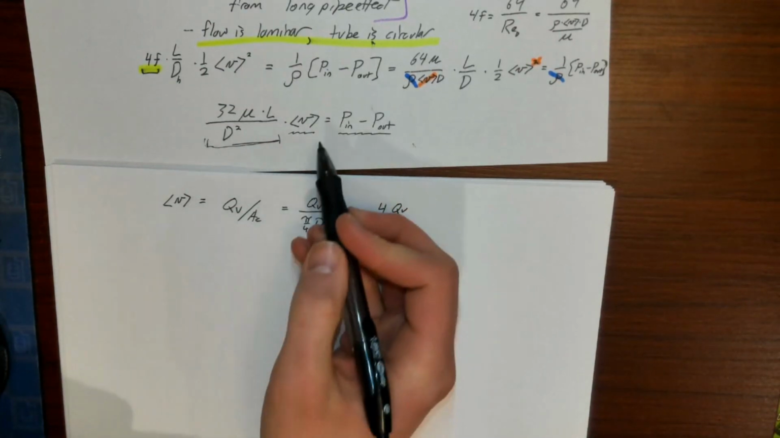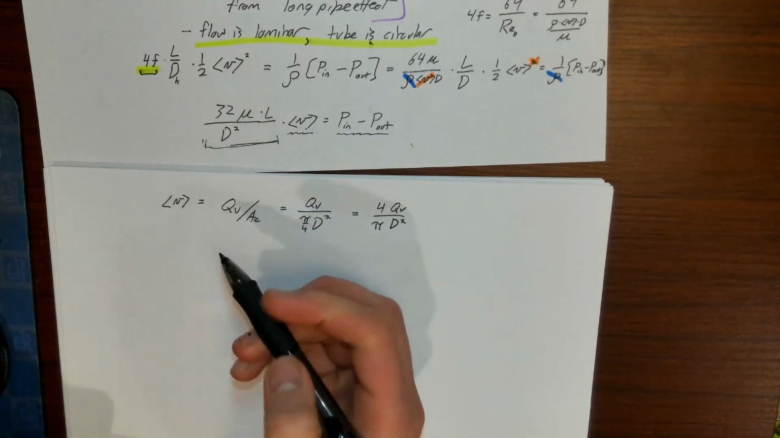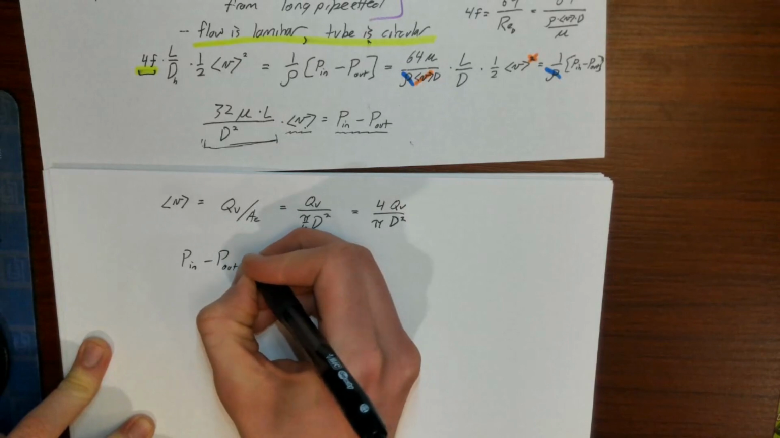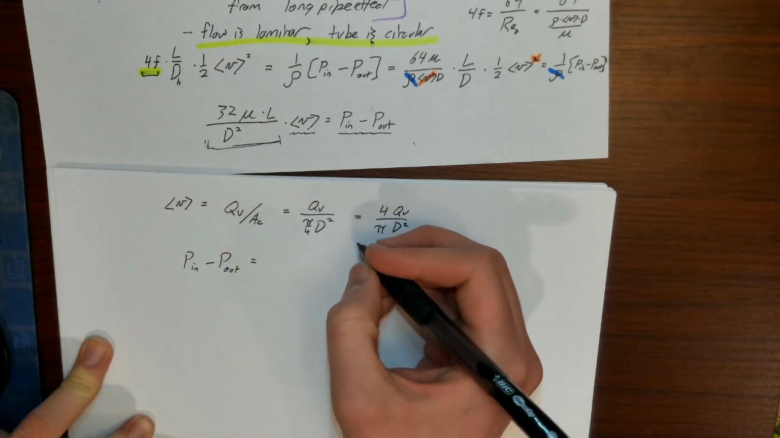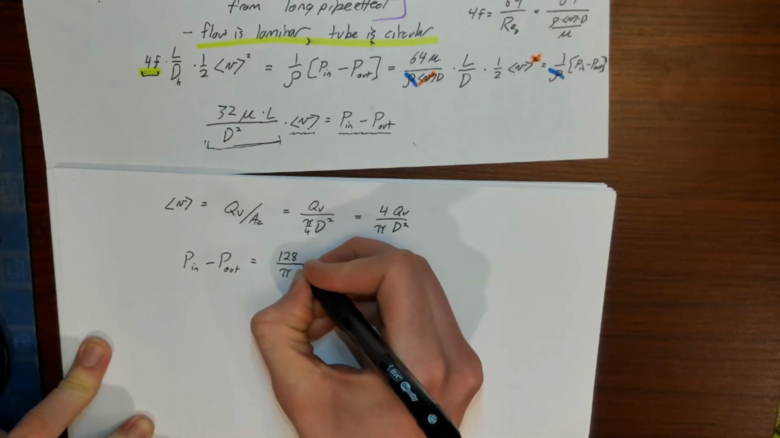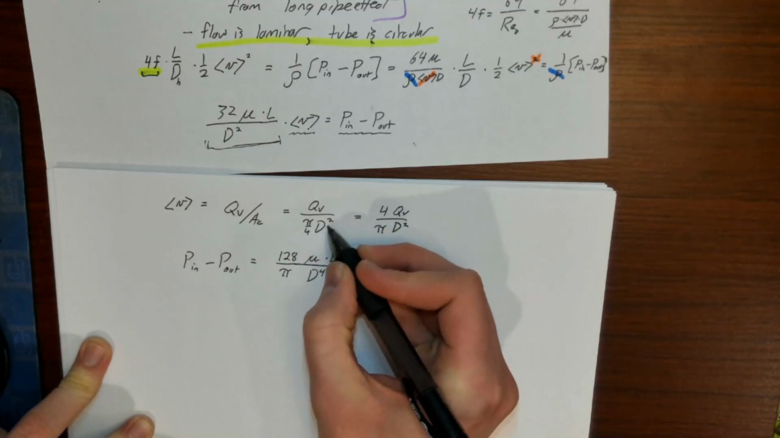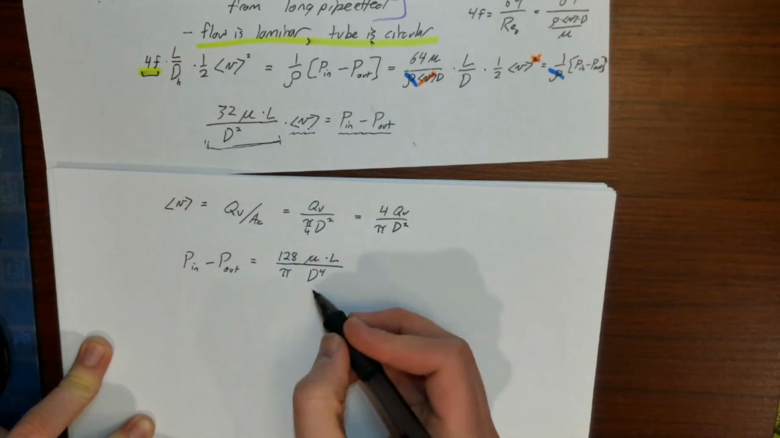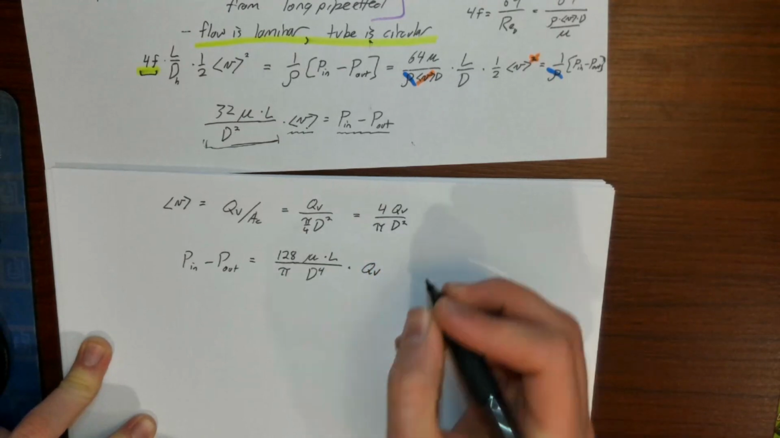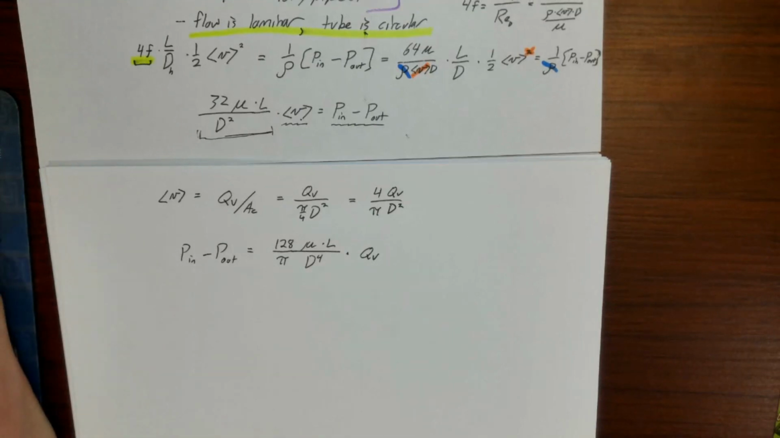So let's take this average velocity, we'll sub it in here. This is essentially the definition of average velocity. We can sub that in here, so we can basically say the pressure at the inlet minus the pressure at the outlet is equal to the following: 128 over pi times mu times L over d to the 4th, where we have a d squared in the denominator here, and we already had a d squared here, so that's why we have d to the 4th in the denominator here, times the volumetric flow rate. And this is a result that is going to be super useful.